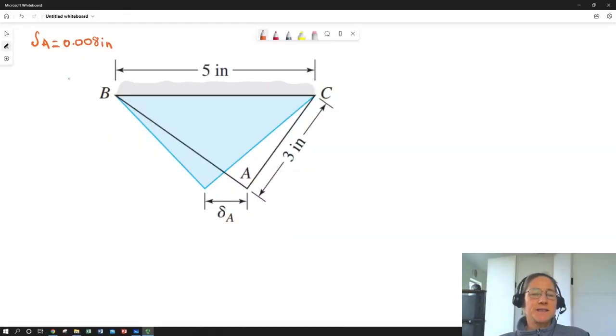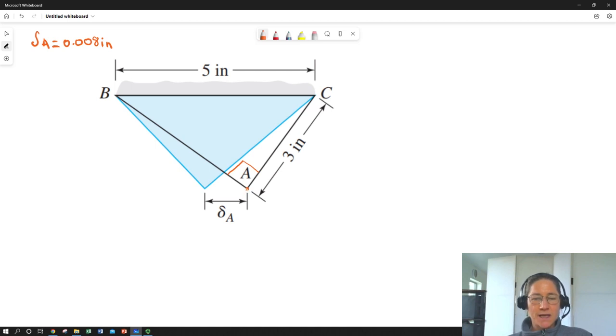In this demo problem, we're going to examine shear strain of a body where one point is being moved in a definitive direction. So we start out with a triangle BAC defined by just the black lines, not the blue lines. And so we basically have a 3-4-5 right triangle where the angle at point A is a 90 degree angle.